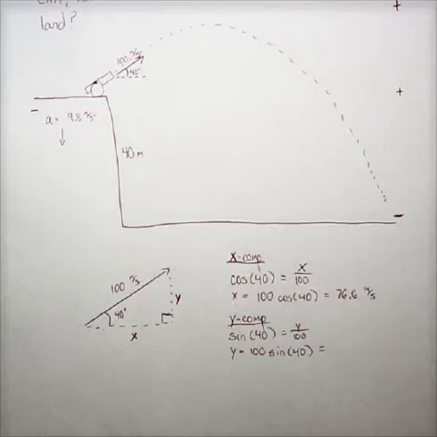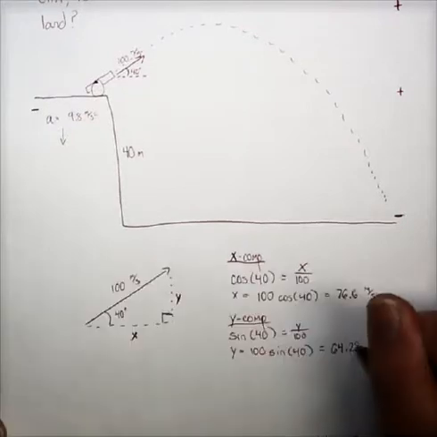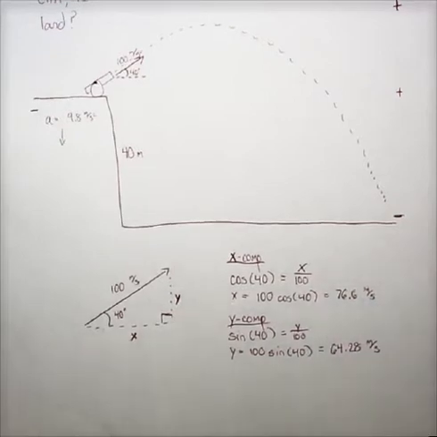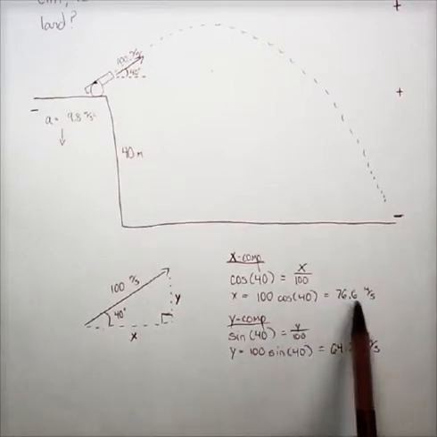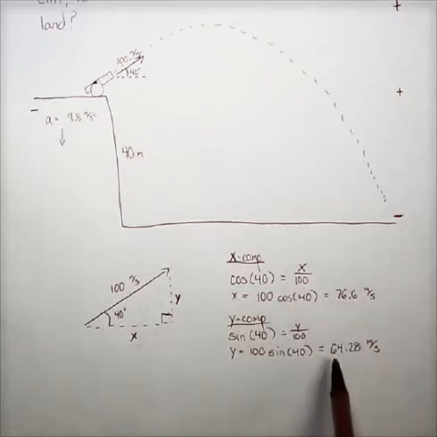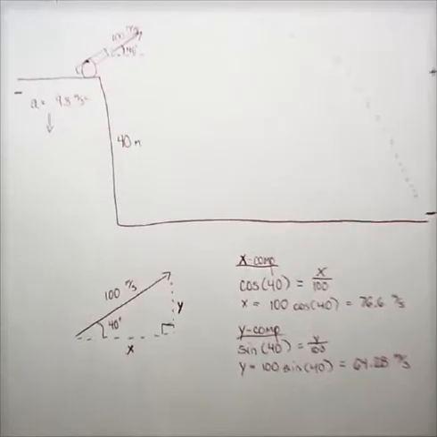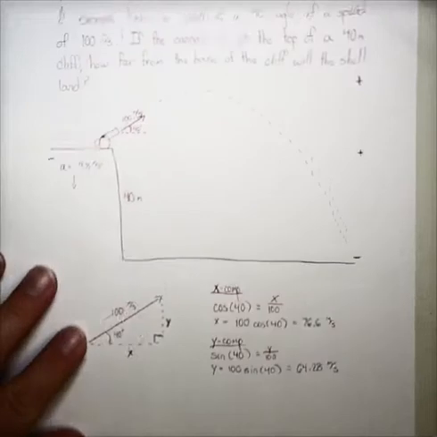So punching this in, I find that my calculator is very slow. Aha. 64.28. So now I have my speed in the x direction, 76.6 meters per second, and my speed in the y direction is 64.28 meters per second. Now notice that all of this, and we still really haven't even started solving the problem. This is all just set up for this one very massive problem.